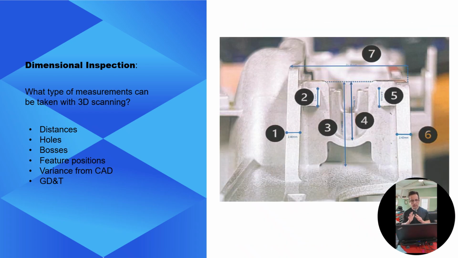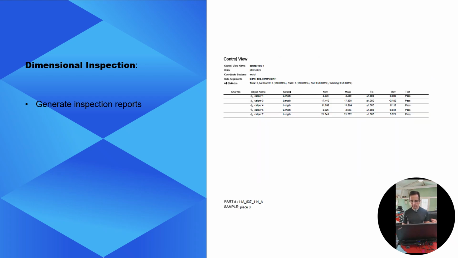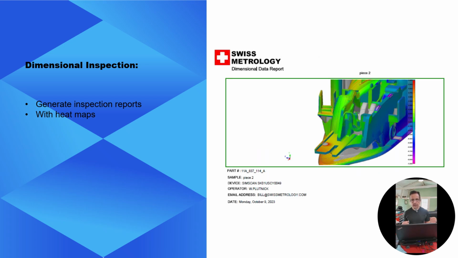And what can we measure? Well, distances, holes, bosses, feature positions, variance from CAD, and all the GD&T requirements. Ultimately, you're going to create an inspection report. Here are your inspection reports. Heat maps, always a quick way to look at something. You're comparing it to the original design. You can see if it's red, the manager wants to know why. He may be walking by, and we've got to know why. If something's red, it might be a problem. We've got to fix it now.